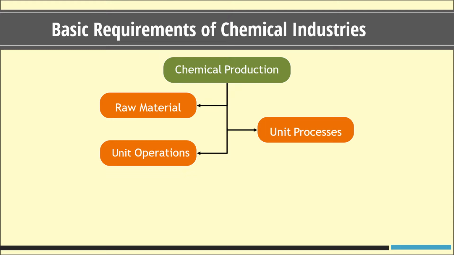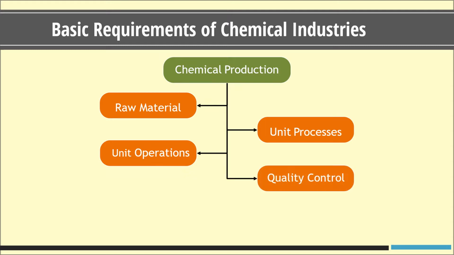What is a unit? The industry that is manufacturing a particular product is called a unit, and that unit process involves chemical reactions. When unit processes are done, it requires unit operations. The unit operations may be filtration, reaction, preparation, and all these things. Filtration, mixing, solvent extraction, these are the unit operations.